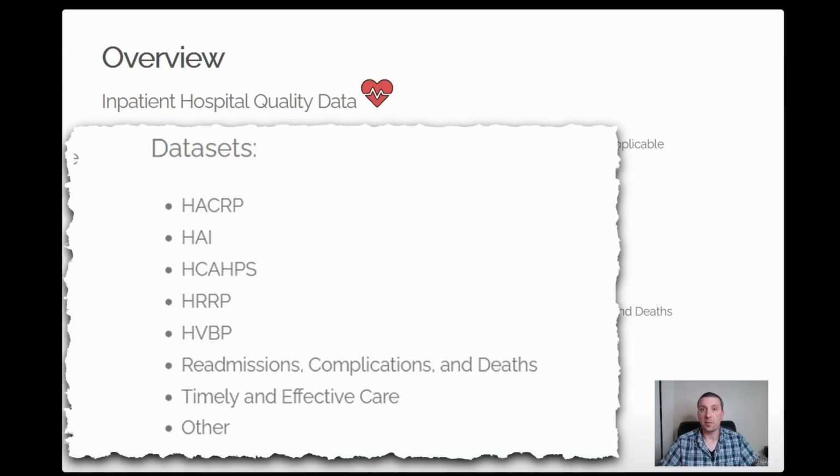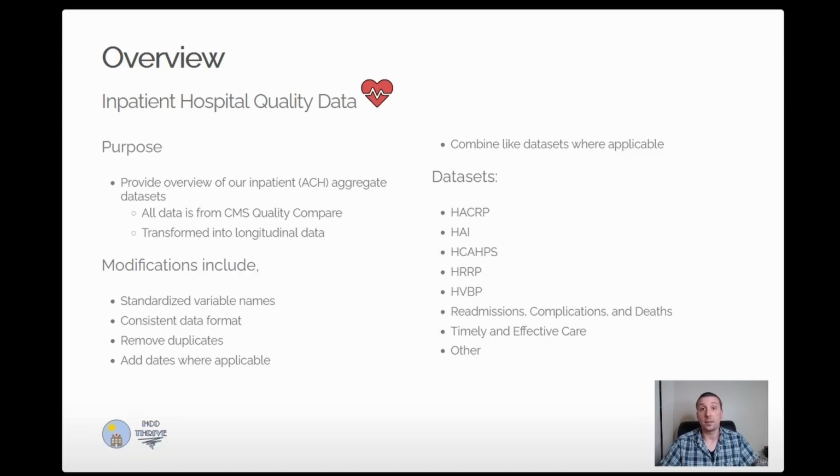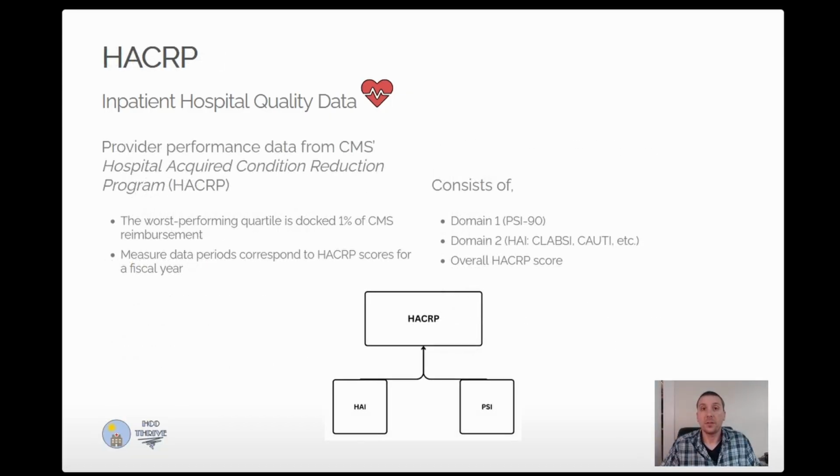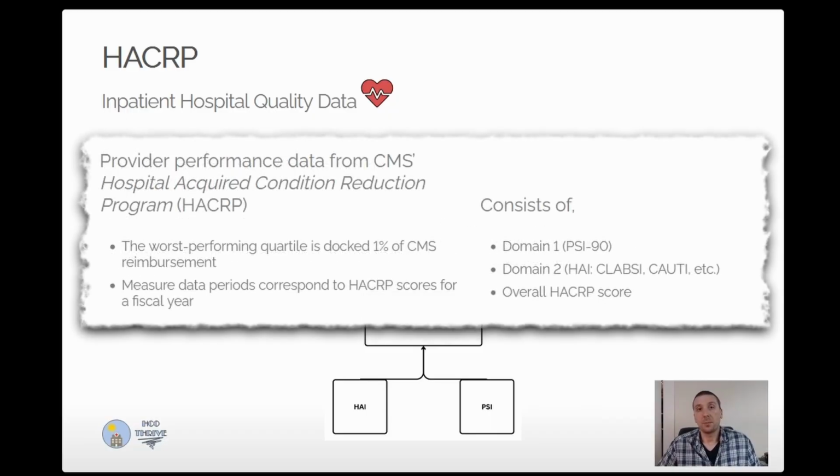Over on the right-hand side here, you can see the data sets that we'll be covering. They're a combination of programs and then individual data sets that comprise the programs. So first up is the Hospital Acquired Condition Reduction Program. This is one of several CMS programs designed to incentivize inpatient hospital performance. More specifically, it incentivizes them to reduce the number of hospital-acquired infections as well as overall patient safety.